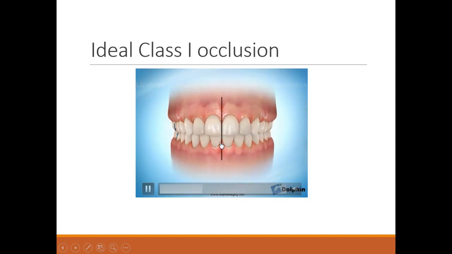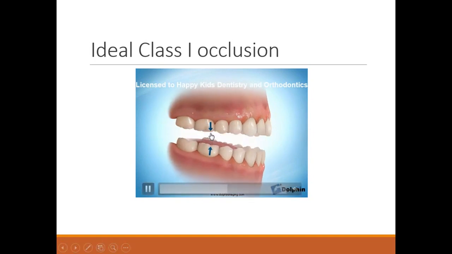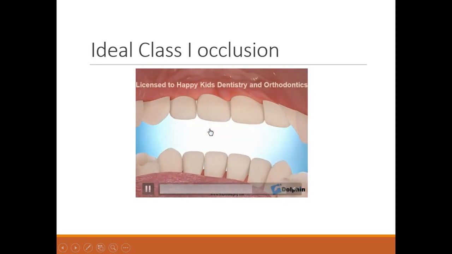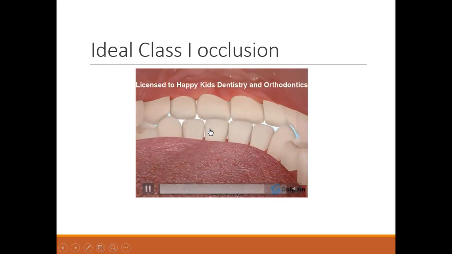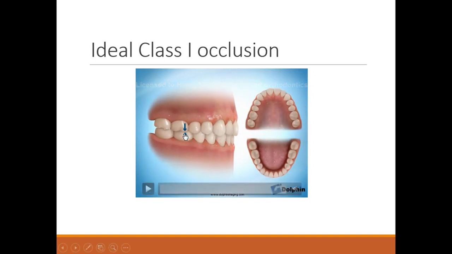That helps us define what the classification is of the teeth. So as you can see here, this cusp of the maxillary first permanent molar fits perfectly in the groove of the mandibular first permanent molar. So you'll see it right here in the groove. This is a perfect class 1 occlusion.